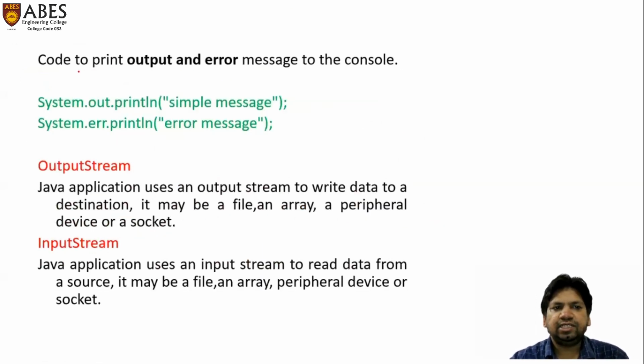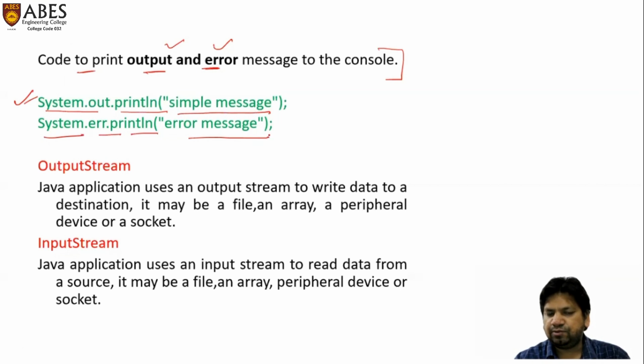Now you can see the code to print output and error messages to the console. First, System.out.print is for a simple message. System.err.print is for an error message. For an error message, you will use err.println. For a simple message, you will use out.println. Now, हम इसे पढ़ते हैं जरा इसको आसानी से एक बार.